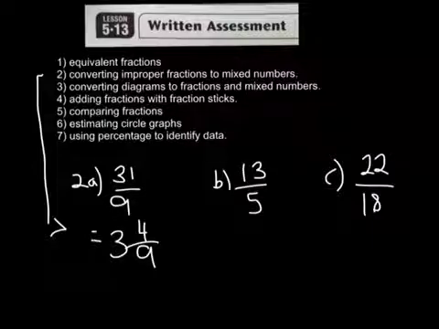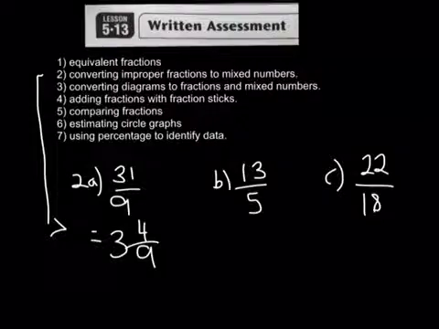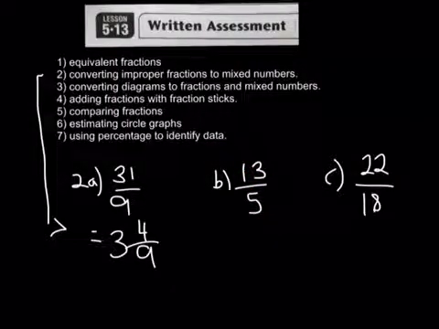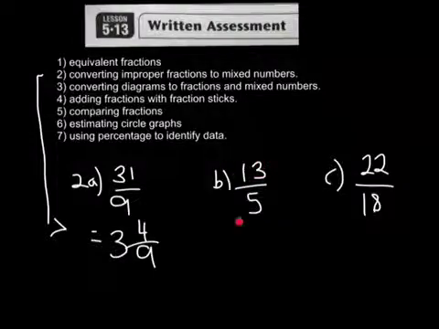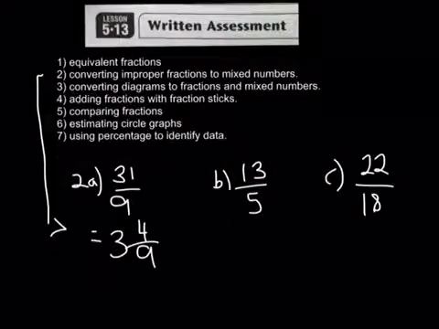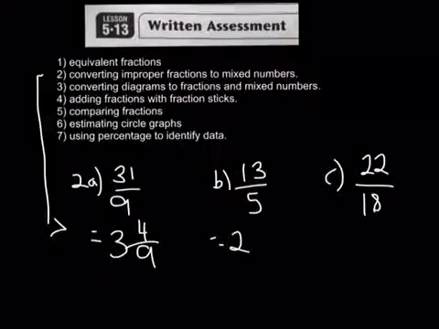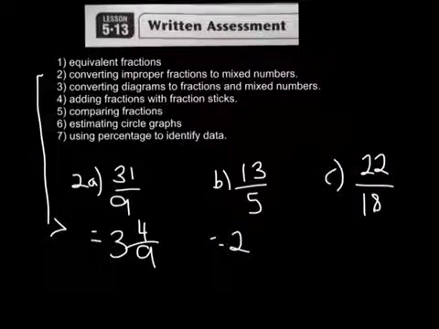Okay? Continuing. How many 5s are in 13? Well, let's count. 5, 10, 15. Oh, 15 goes over 13, so there's really only 5, 10. There's 2 of them. There we go. What do I have left over? Okay, I have 10, so I need to get 13. I have 3 left over. 3 over 5. Okay.